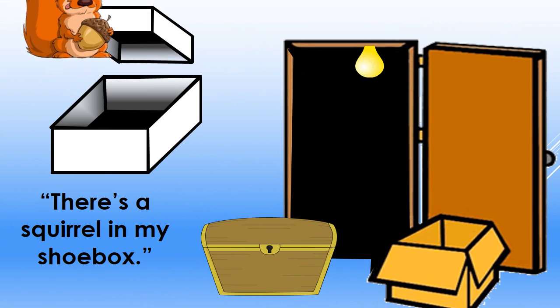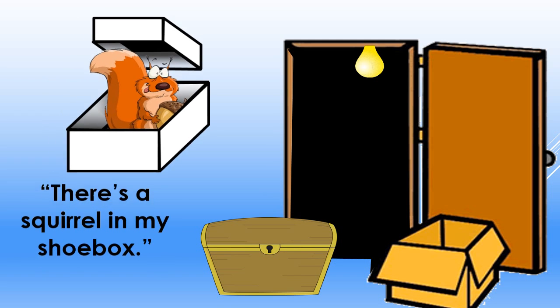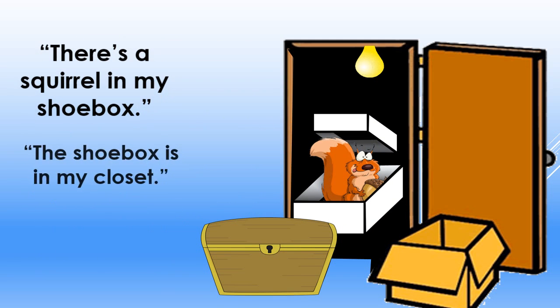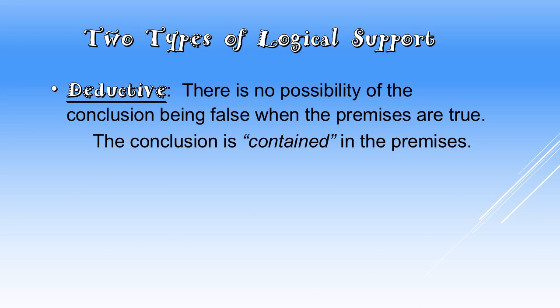To illustrate it a different way, if somebody says there's a squirrel in my shoebox, and furthermore they add that the shoebox is in their closet, do you know whether or not there's a squirrel in their closet? Well, the answer is already given away, right? Now, what we've encountered here are 2 examples of a type of logical support that's referred to as deductive, because there's no possibility of the conclusion being false if the premises are true. That's because the conclusion is somehow contained in the premises implicitly already.